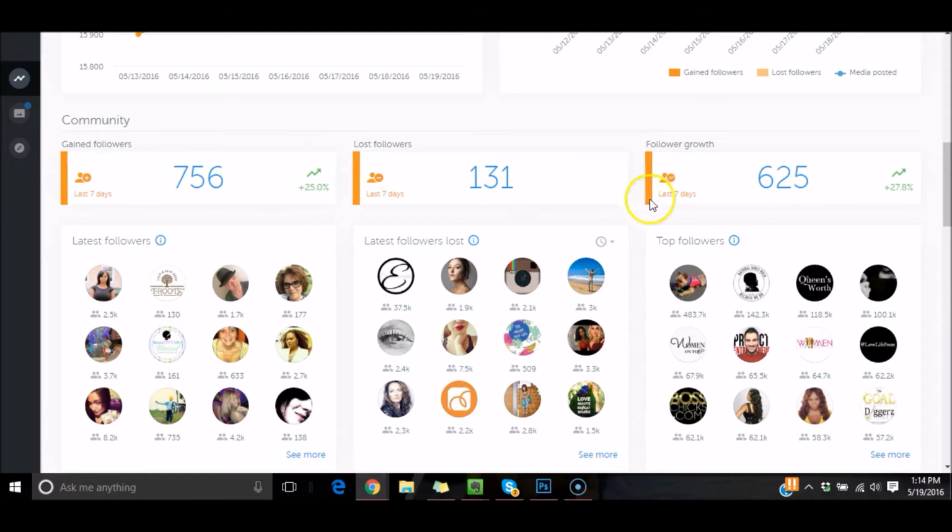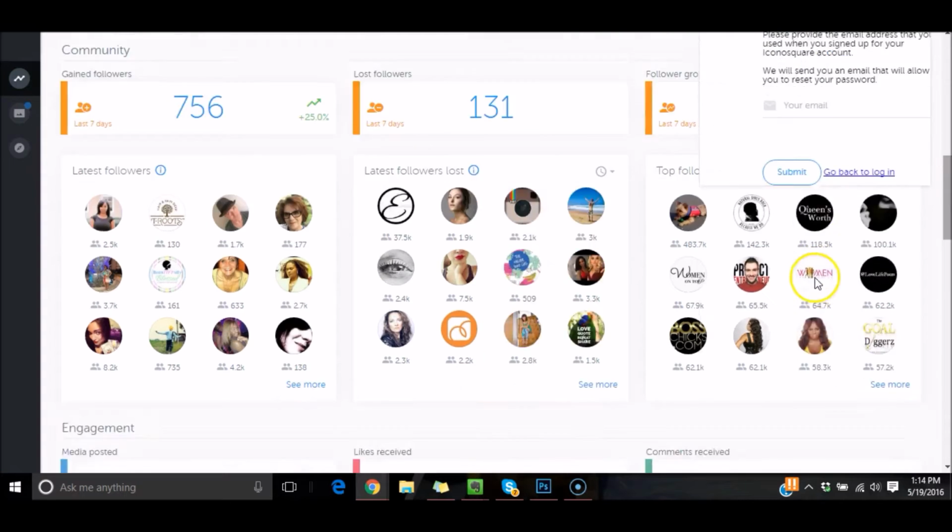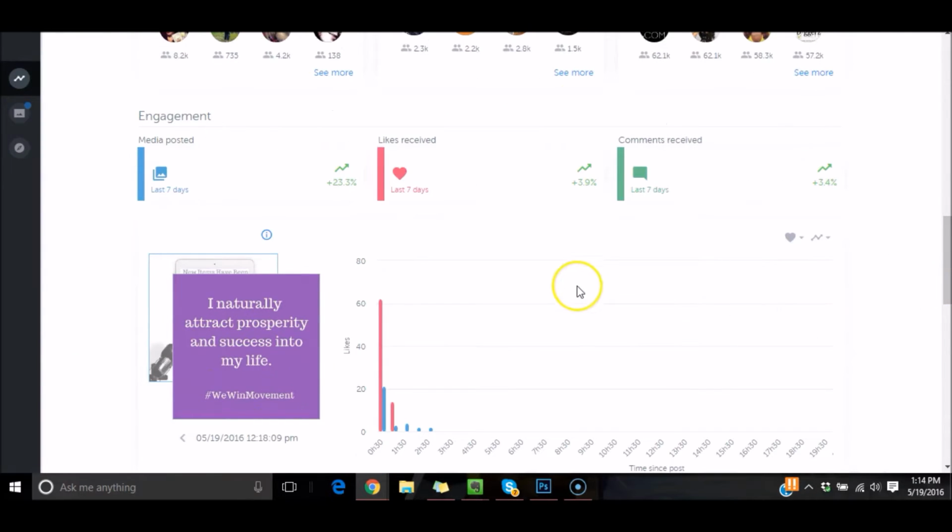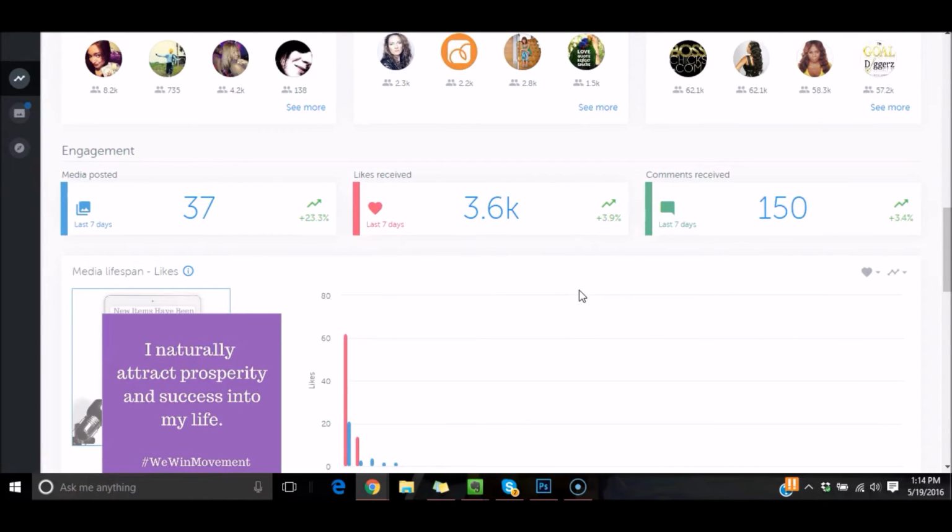All right, with lost followers, they don't really give you an increase or decrease. They just tell you what you've lost, and we lost 131. And then here, our follower growth from before was 625. Okay. And that's awesome. Those are good numbers. When you see numbers like that, you're like, okay, I'm growing. You want to see that your percentages are growing.